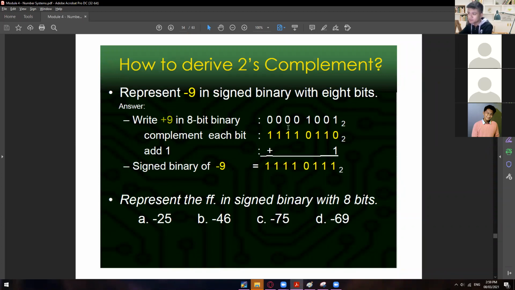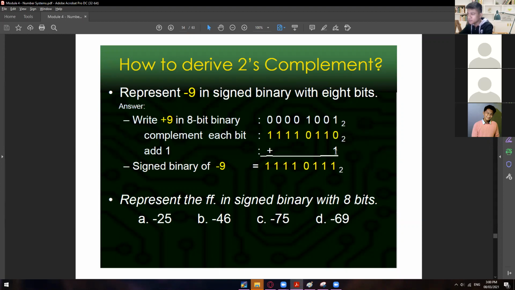And then the next thing that you need to do is complement each bit and then add 1. Once you complement each bit, your 0 will become 1, your 1 will become 0. So 1 became 0, 0 became 1, 0 became 1, 1 became 0, and all of your zeros became 1. That is the second step. And then add 1.